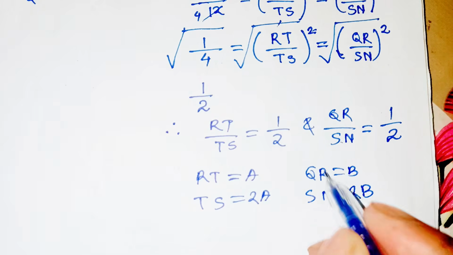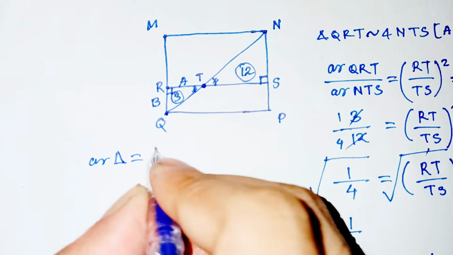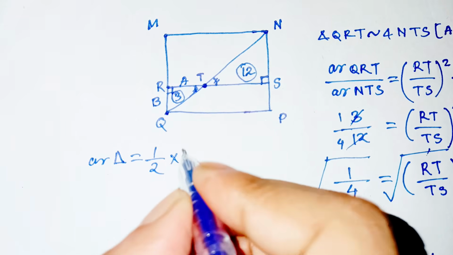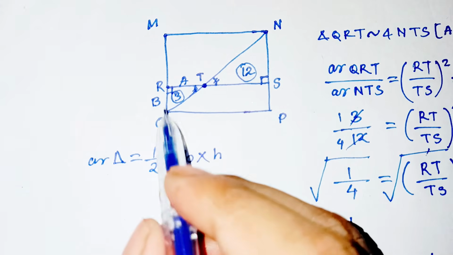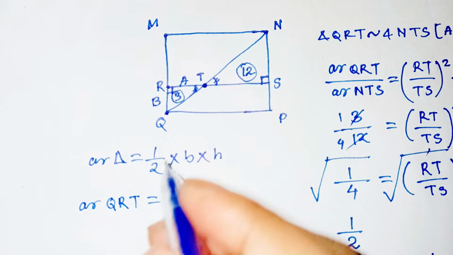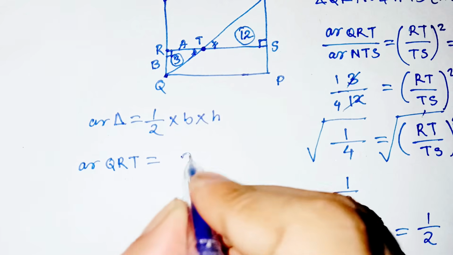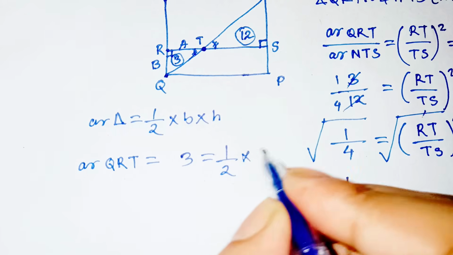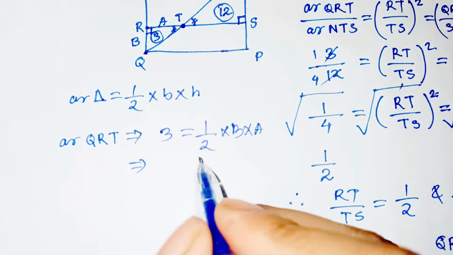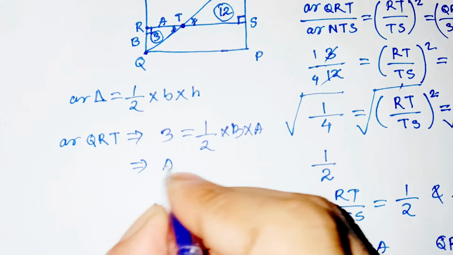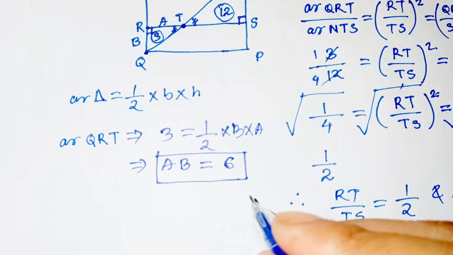Now let's use the formula for the area of a triangle. Remember that the area of a triangle equals 1 divided by 2 multiplied by the base multiplied by the height. For triangle QRT, the base is B and the height is A. Since its area is 3 square units, we can write 3 equals 1 divided by 2, multiplied by B multiplied by A. Now, multiply both sides by 2 to remove the fraction. This gives us A multiplied by B equals 6. Keep this result because we'll use it in the final step.